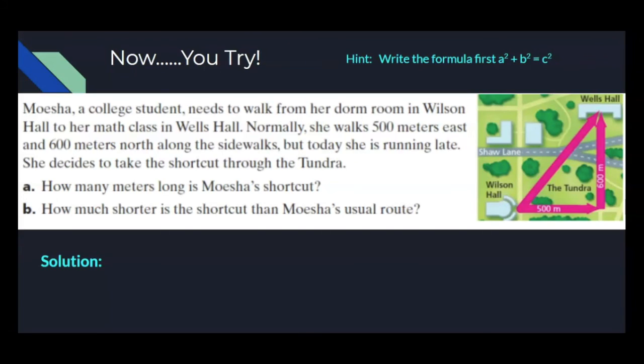Here we have Moesha, who's a college student, and she needs to walk from her dorm to her math class. Her normal route is 500 meters from her dorm and then 600 meters from that point to her math class. How many meters long is Moesha's shortcut? The next question says, how much shorter is the shortcut than Moesha's usual route? Let's look at the solution.